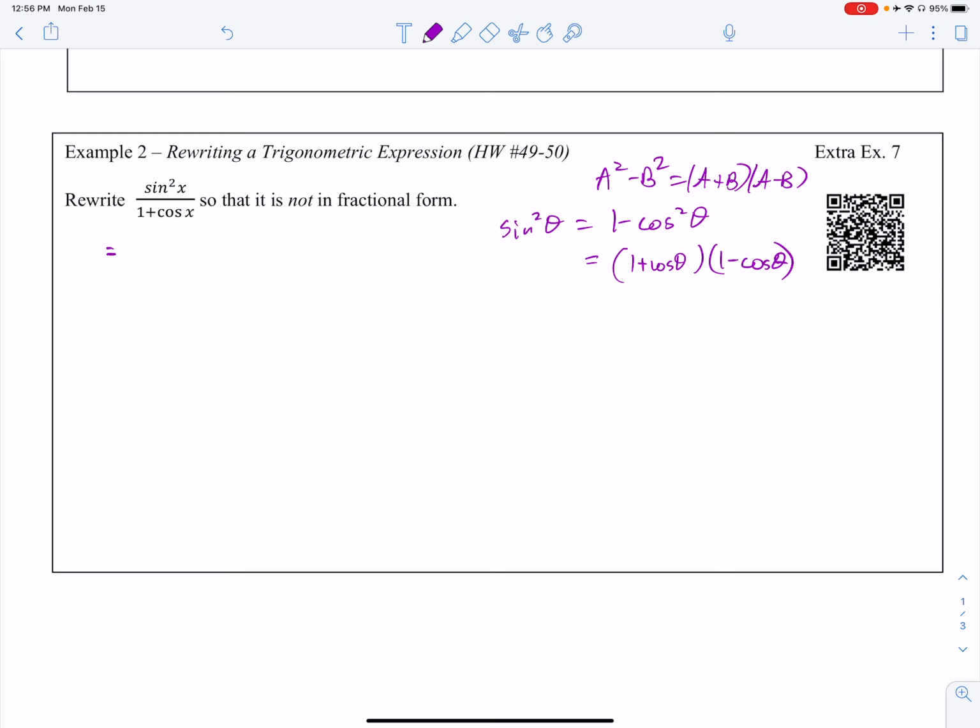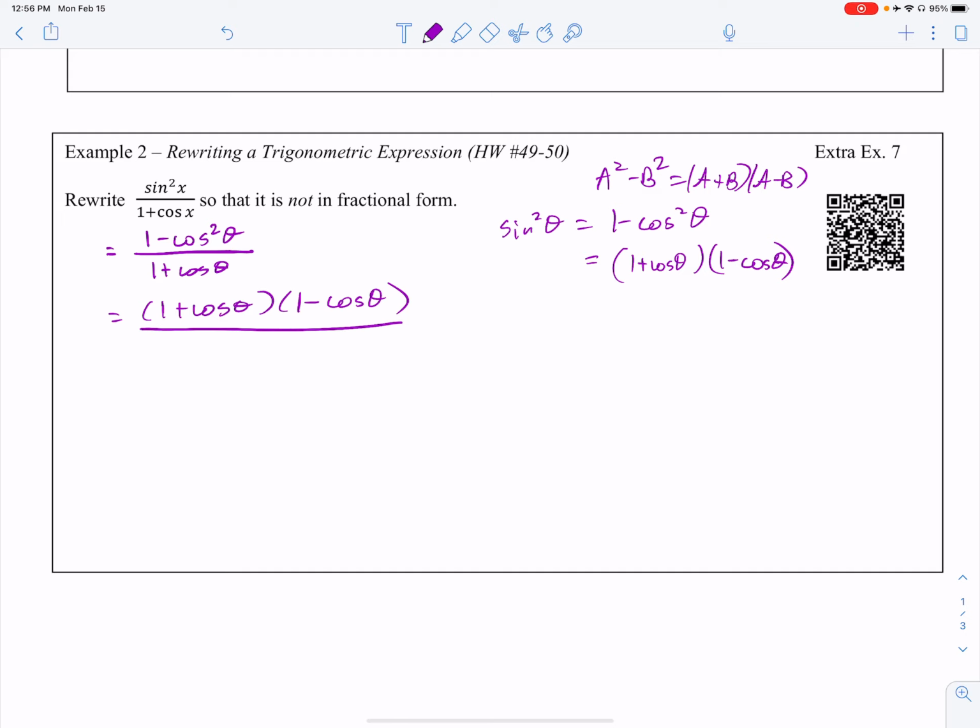So sine squared theta, I'm going to start one step at a time. I'm going to write 1 minus cosine squared theta over 1 plus cosine theta. Don't factor right away. Take 2 steps to do this. And then 1 minus cosine squared theta factors into 1 plus cosine theta times 1 minus cosine theta, all over 1 plus cosine theta. And now we can cancel.